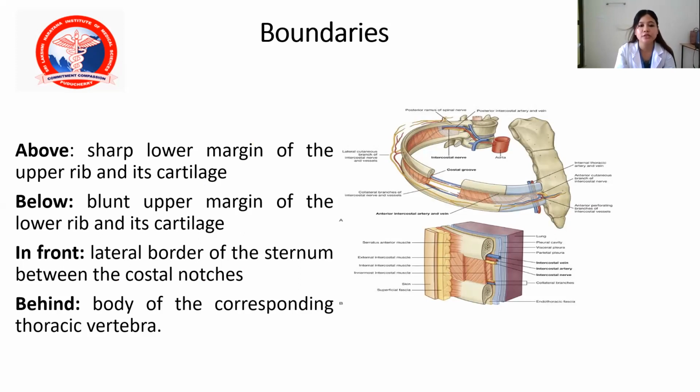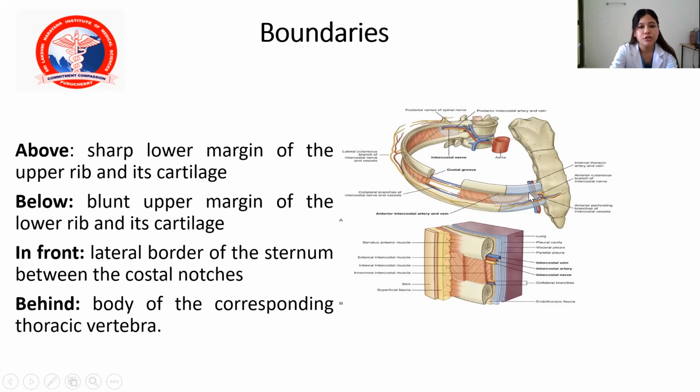Mostly you have learned the ribs in the osteology classes. We know that the rib has a sharp lower margin and the upper border is blunt. In this image, you can see this is the upper border, which is blunt, and this is the lower border of the rib, which is sharp. As a result, it makes the costal groove, right? The one we are seeing here is the boundary of the intercostal spaces.